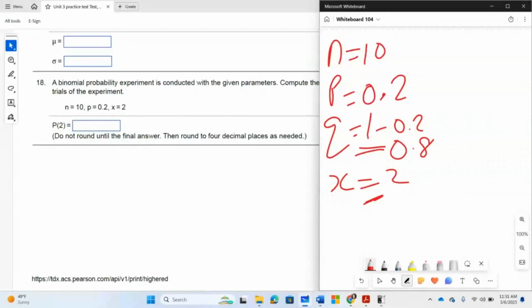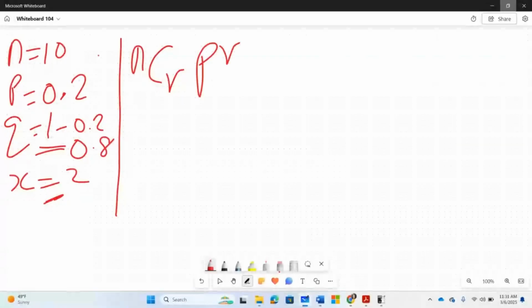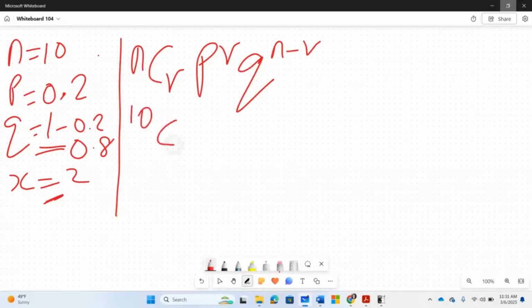But suppose I'm told to put this in the formula. I'm going to put it in the formula so we know that we can do it with the formula. First of all, remember that the formula is n combination r, success to power r, and failure to power n minus r. If I use the formula that I'm given, n is 10 combination r, and r is the number at a time.